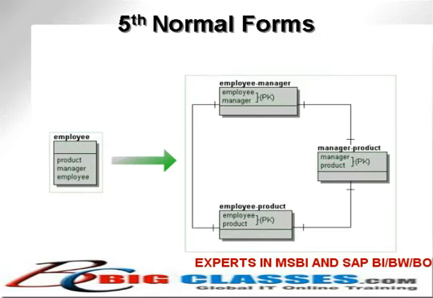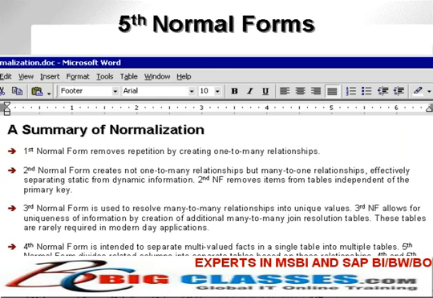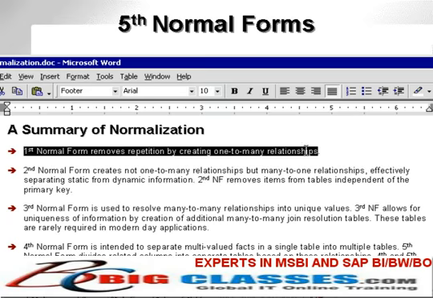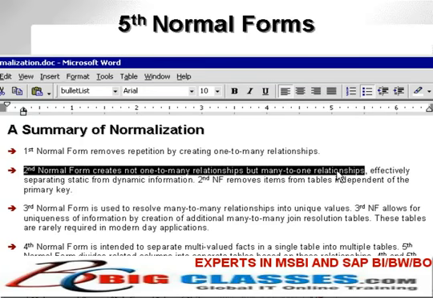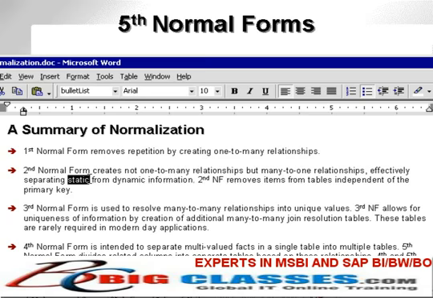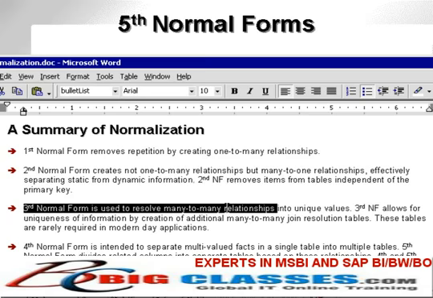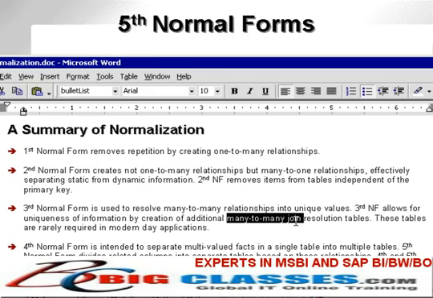What I'd like to do now is to go back and present a brief summary of all the different normal forms. So what can we say about the different levels of normalization? How can we summarize? First normal form removes repetition by creating one-to-many relationships. Second normal form creates not one-to-many relationships, but many-to-one relationships in order to separate static and dynamic information. Third normal form is used to resolve many-to-many relationships into unique values, effectively creating many-to-many join resolution entities.